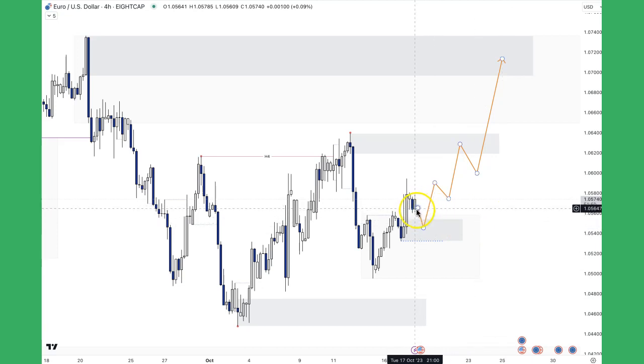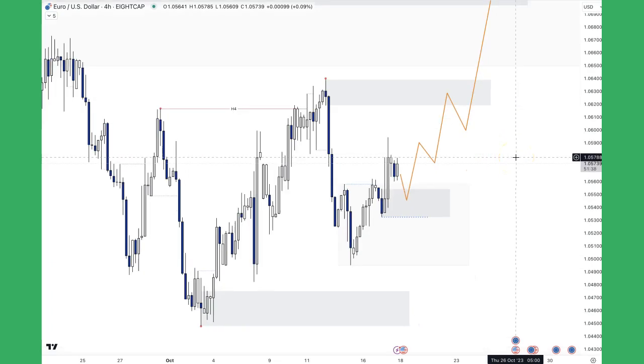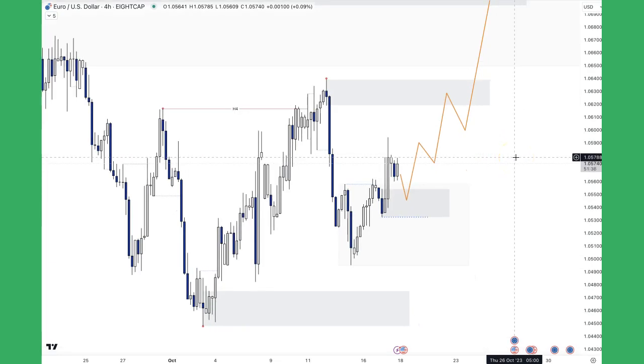So maybe we pull into this bit of a demand over here, which is nested inside the daily, and then continue further over here. So this is my outlook when London opens. Yeah, so this is what it is.